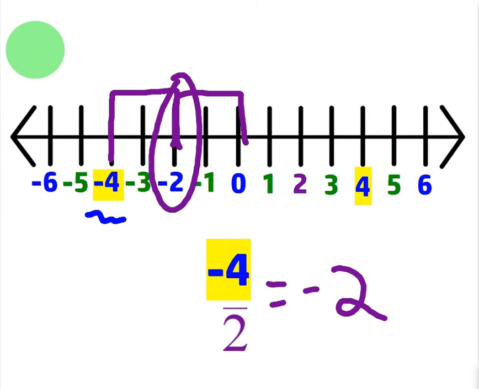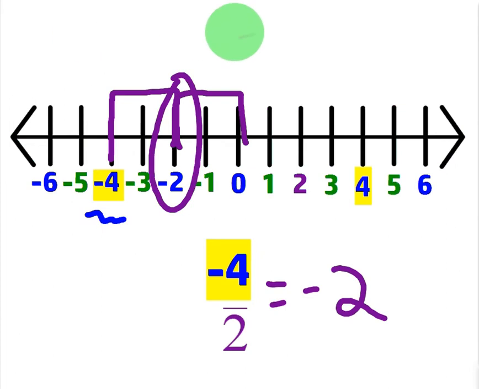We're going to be talking about dividing a negative number by a positive number. I love what he said. He said division is just like multiplication. That's exactly right. Okay? Division is the reverse of multiplication, just like subtraction is the reverse of addition.